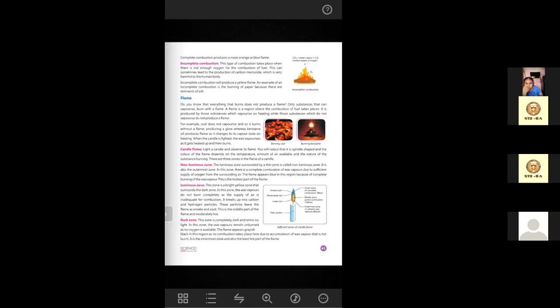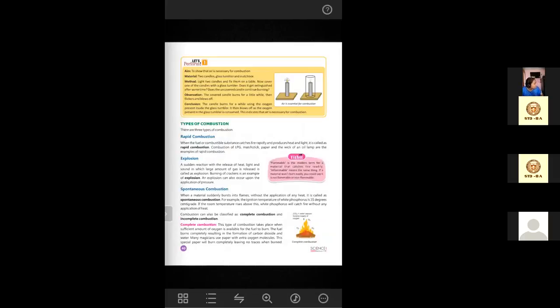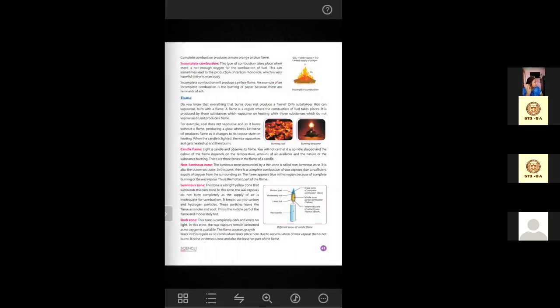Have you checked? Last day we learned about the flame, and not just what a flame is, but also about different types of combustion: rapid combustion, explosion, and spontaneous combustion. Slow combustion is also there, but most of the times we just include it in rapid combustion. Complete and incomplete combustions are also there. So today we will learn in detail about flames.